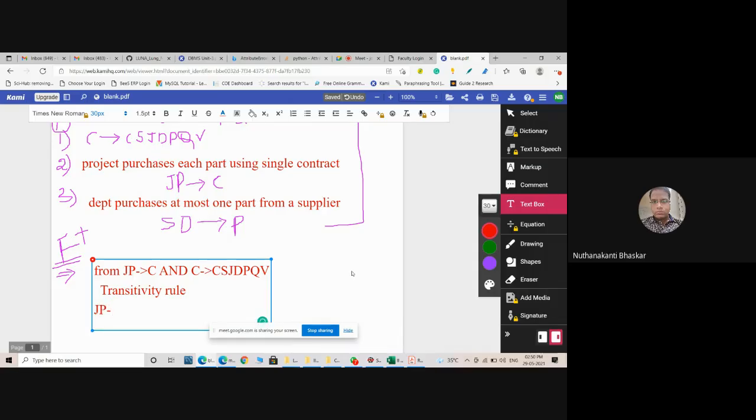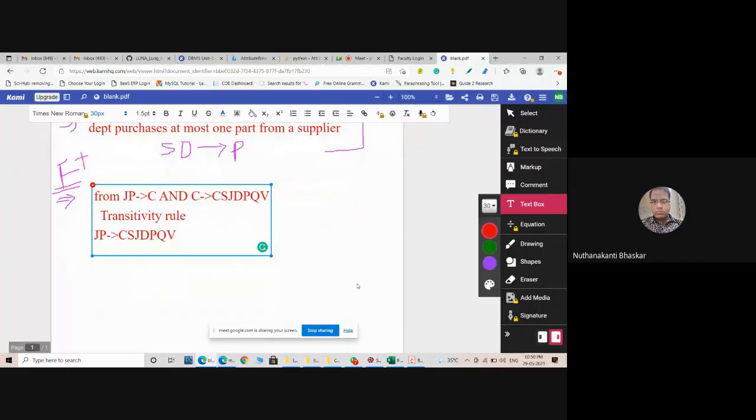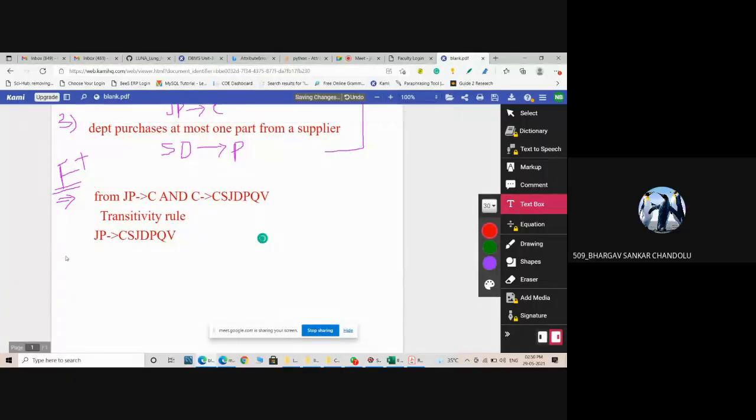JP determines CS JDPQV. Are you clear on this? Yes. Right, very good. Now this is one functional dependency you have extracted, for the closure set of functional dependencies from the existing functional dependencies.